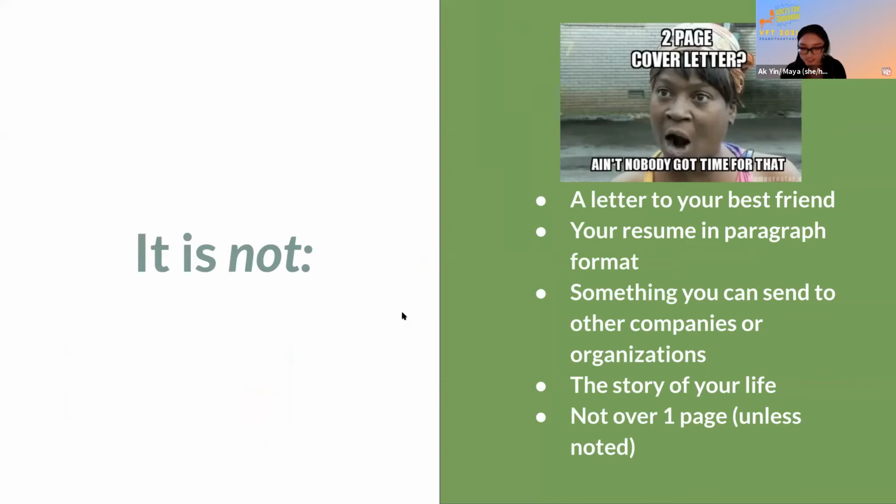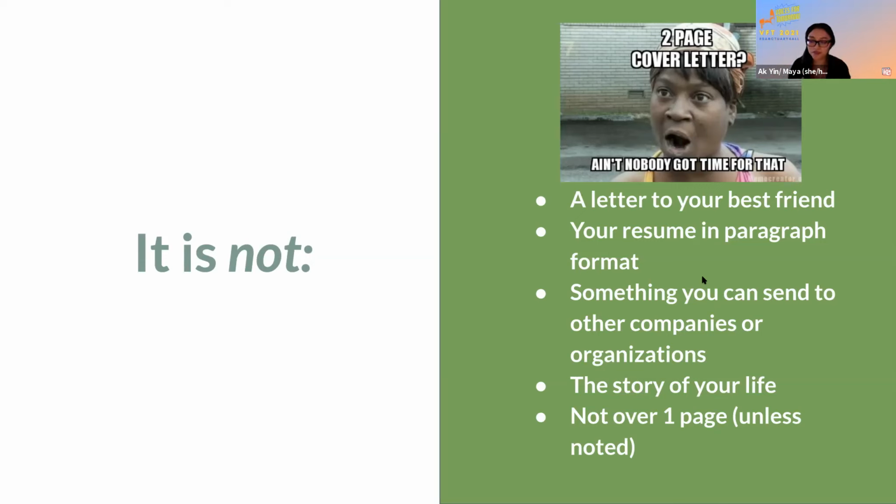Again, you generally want to keep this to a page. It is not a letter to your best friend. You are not sending a text message. This is formal. Also, your cover letter is in paragraph format. It is not something you can send to other companies or organizations. You want it tailored to the organization. If you're going to reuse it, make sure you do your research, change the name, and then you should be good to go. And it's not a story of your life.